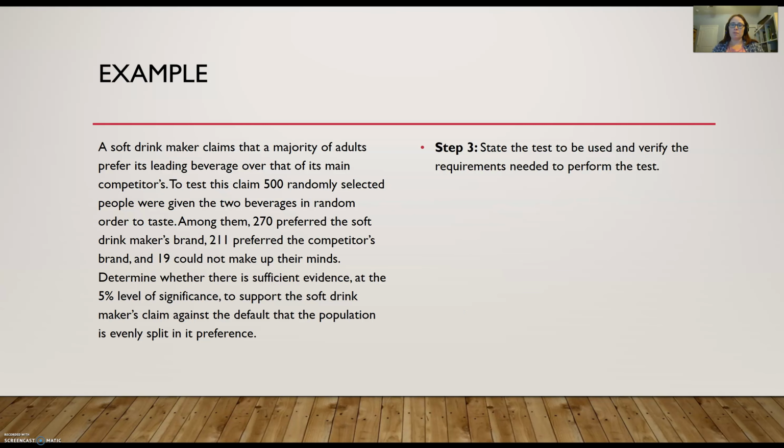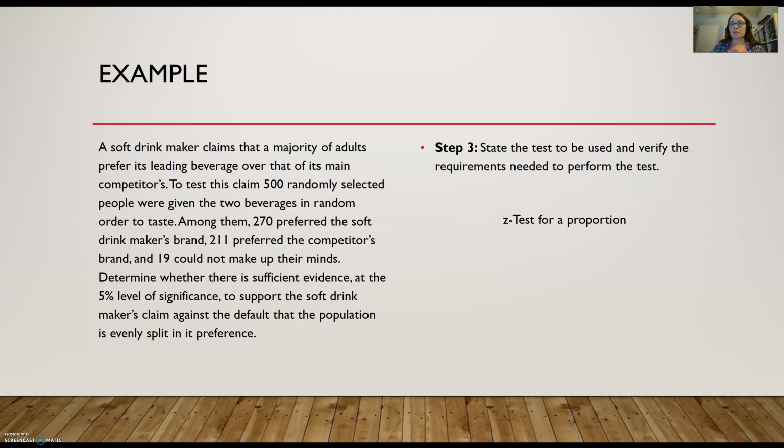Okay, on to step 3. So I always want to identify what test I am doing and what the requirements for that test are, to make sure that the situation does meet those requirements. So this is a proportion. We get to use a standard normal distribution, and so I'm going to call that a z-test for a proportion.